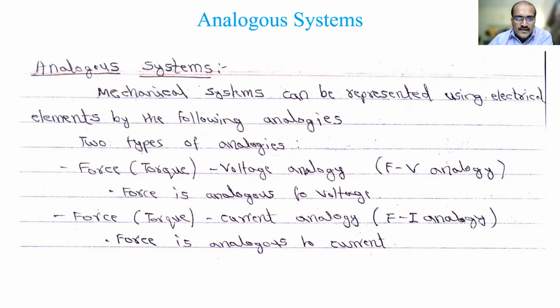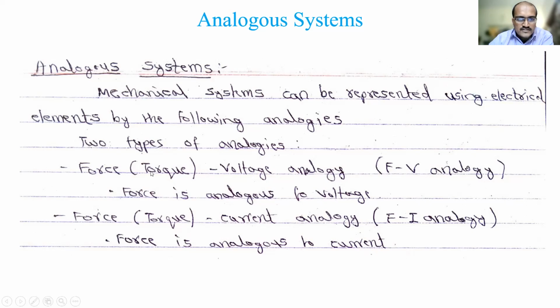In the mechanical system we have the mass and the spring, and we have to make an analogy with the voltage analogy side, the electrical network side. How we get that is what we are trying to do today. Similarly, the force current analogy is called the FI analogy. Here force is analogous to current. In this and in that, a little difference is there when you make the analogy. That's what we have to understand today.